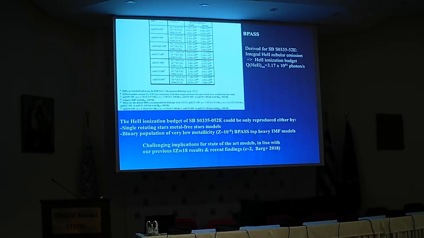So that's great, because it's the first time I was actually part of the zero metallicity models that can do the budget. And that implies that this result is entirely consistent with what we got from 1C18, and that means there are challenging implications for our state-of-the-art models, in line with previous results for 1C18, and also with recent findings by Daniel and collaborators for a redshift 2 lensed galaxy, where they also discovered a very, very strong emitter in helium 2.